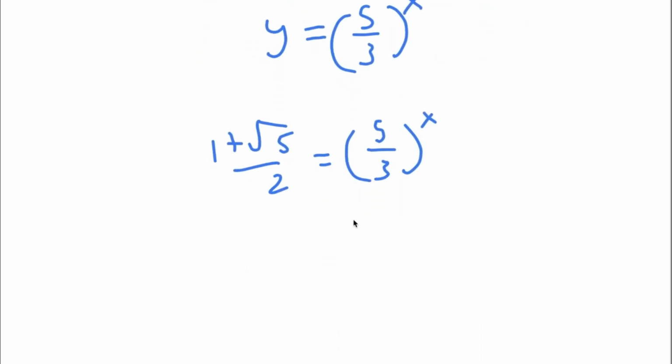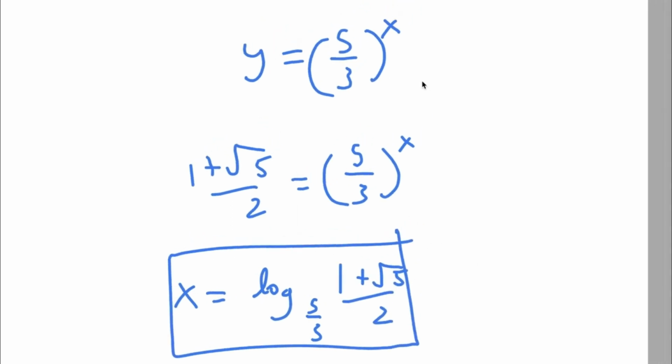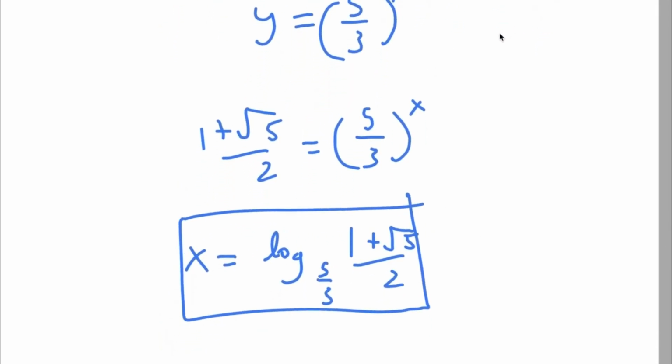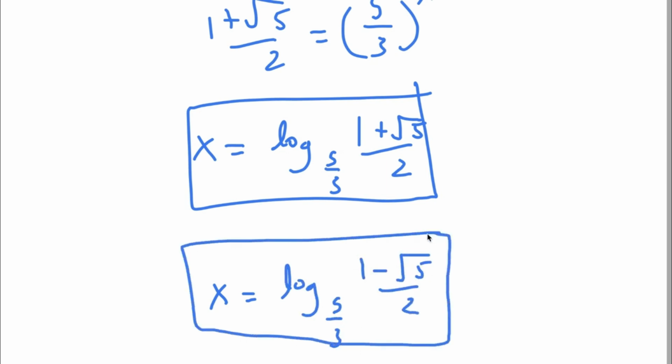And now this can be written as log base 5 over 3 of 1 plus the square root of 5 over 2. And also, we can't forget y equals 1 minus, so the same thing for minus. My other solution is x is equal to log base 5 over 3 of 1 minus the square root of 5 over 2. So these are my two solutions to this problem.